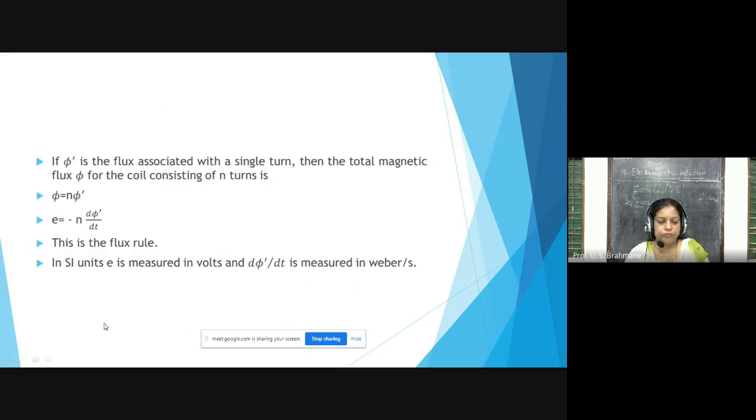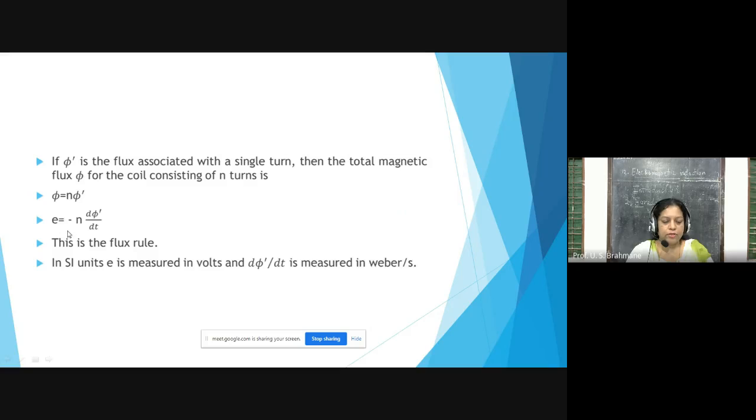we have, if phi dash is the flux associated with the single turn, see now, we'll take phi dash, this is the flux associated with the single turn, then the total magnetic flux phi for the coil consisting of n turns is phi is equal to n phi dash. So remember this, if phi dash is the flux associated with a single turn, then the total magnetic flux phi for the coil consisting of n turns is phi is equal to n phi dash.